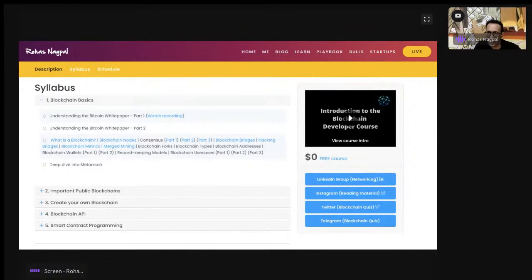Someone's asked, is cryptography knowledge mandatory for being a blockchain developer? No. A little bit of basics helps, but it doesn't matter. If you don't know it, it's fine.